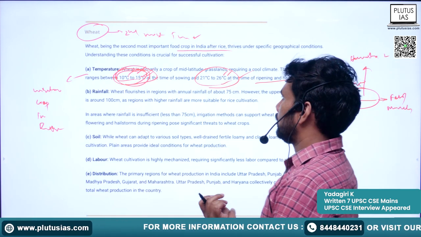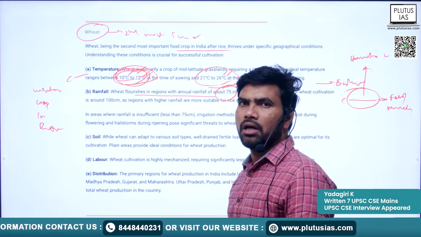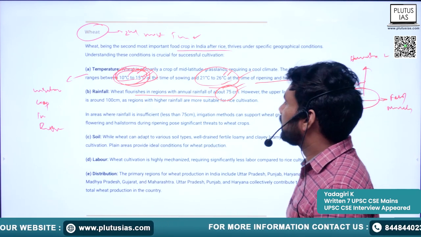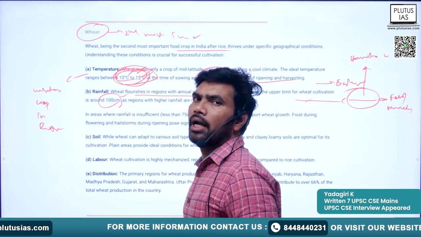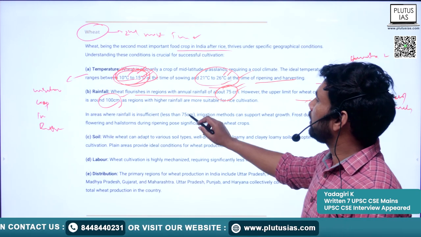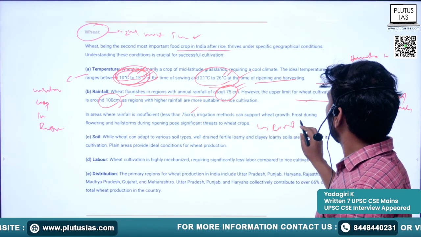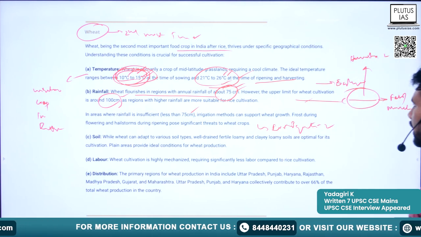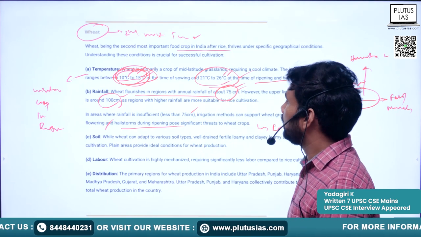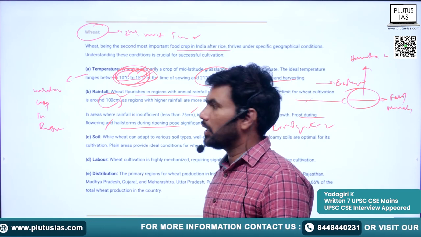Right. When we see the rainfall, it flourishes in regions where the average annual rainfall is 75 centimeters. However, the upper limit for wheat cultivation is a rainfall requirement of 100 centimeters. Right. So wherever the rainfall is less than 75 centimeters, irrigation support is provided. Frost during flowering and hailstorms during the ripening season pose significant threats to wheat production in India. Right.